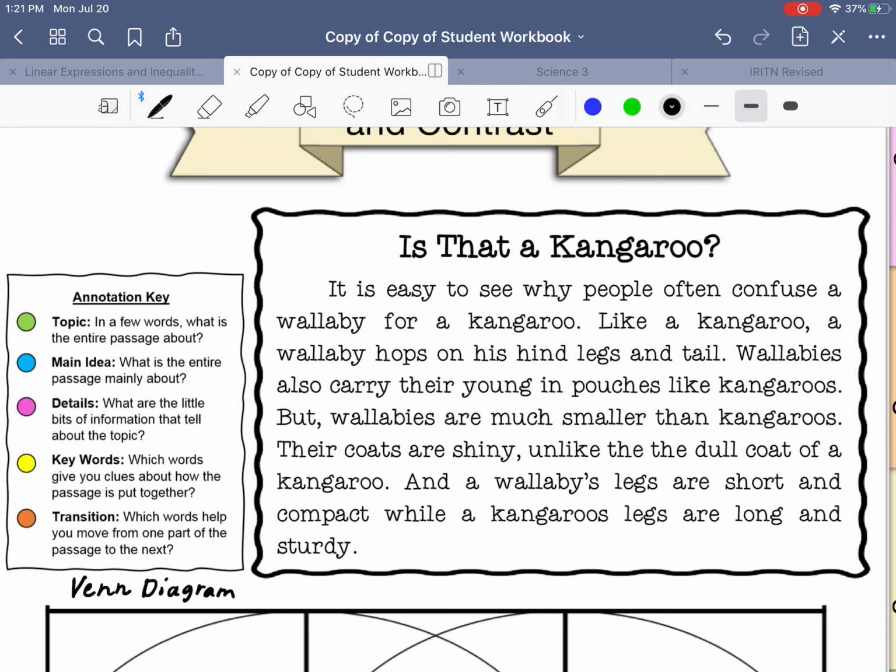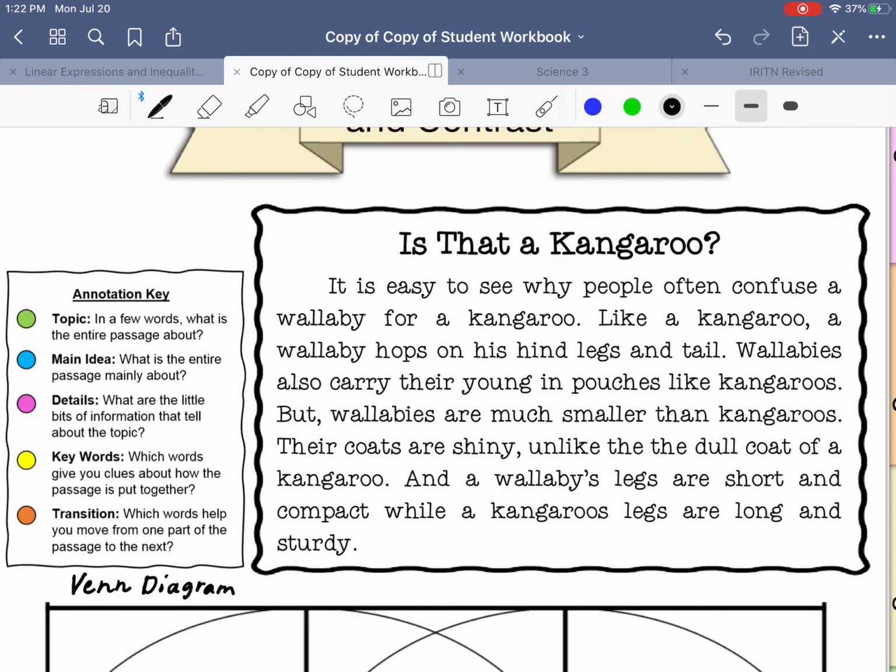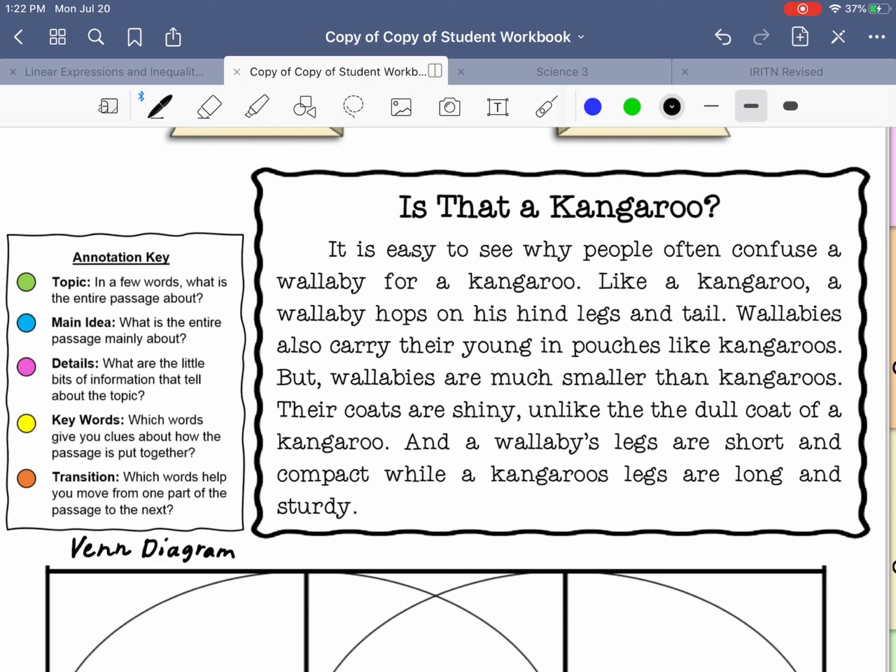It is easy to see why people often confuse a wallaby for a kangaroo. Like a kangaroo, a wallaby hops on his hind legs and tail. Wallabies also carry their young in pouches like kangaroos. But wallabies are much smaller than kangaroos. Their coats are shiny, unlike the dull coat of a kangaroo. And a wallaby's legs are short and compact, while a kangaroo's legs are long and sturdy.